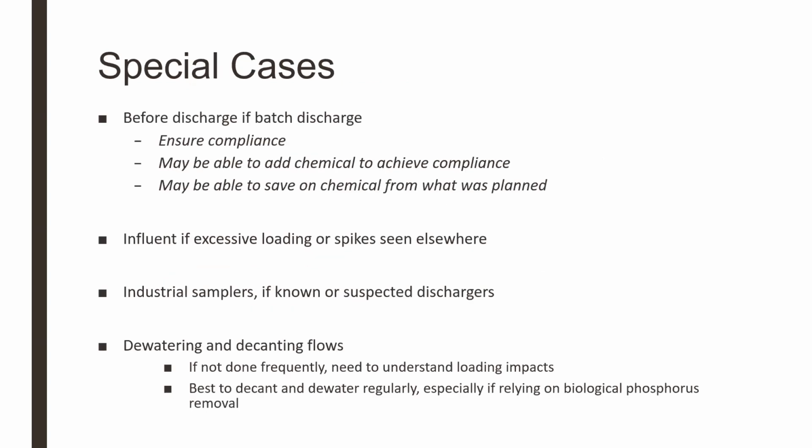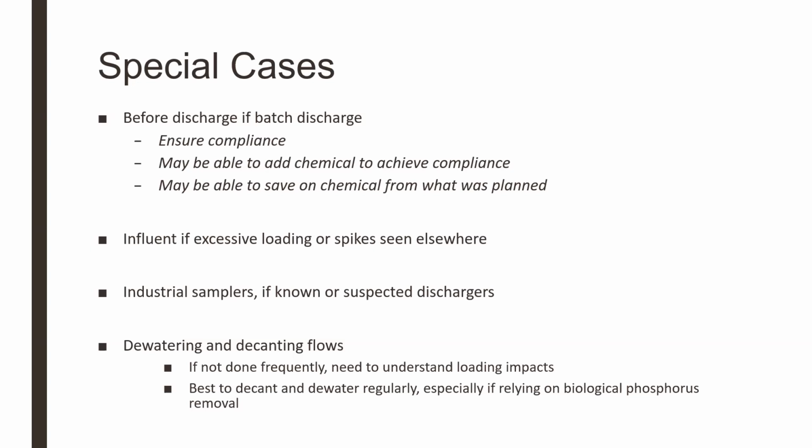So there may be some special cases here. I've worked with plants that have batch discharges. The beauty of a facility which has a batch discharge and a phosphorus limit is that it's pretty easy to ensure compliance because you just add more chemical before the discharge occurs. So you can typically get that compliance with chemical. However, testing for chemical rather than just adding what you added the last time could save a lot of money. So you test for phosphorus, find it's within your permit. You don't have to add any chemical to be in compliance.